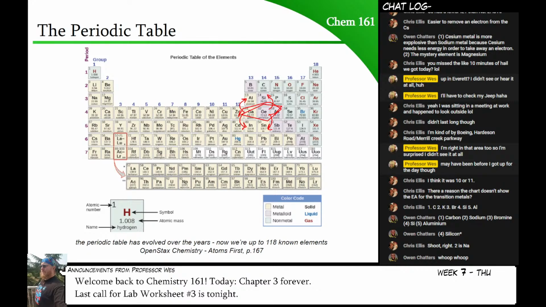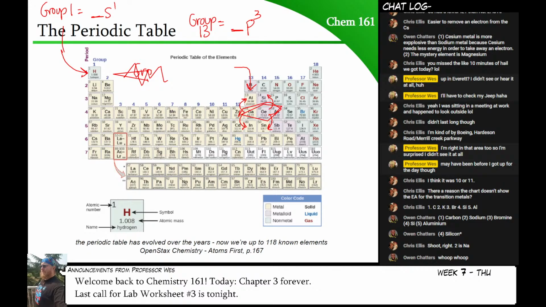And so we can do that because all of these elements share something in common, and that thing is their electron configuration. Everything in group 13 ends in this electron configuration. Everything in group 1 ends in this electron configuration.